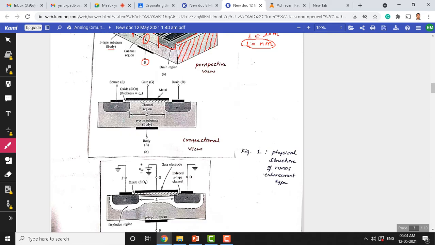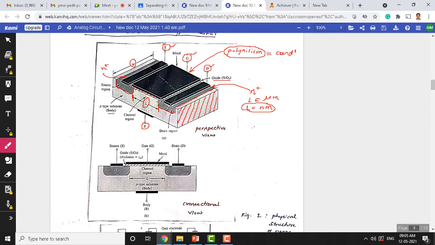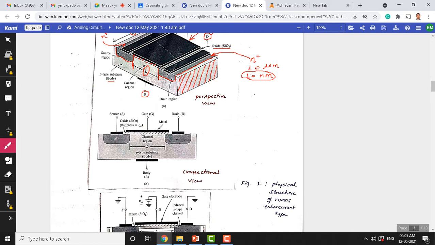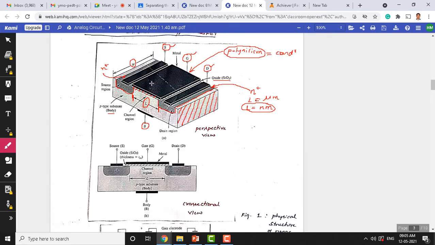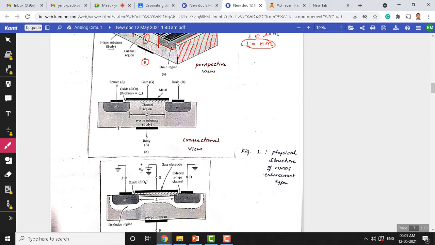Here you can see a few pieces of information that we are unable to see there, especially the thickness. Here we can't show the thickness of silicon dioxide, but now you can see the thickness is TOX, which is the silicon dioxide thickness shown here, and all the things we have discussed are once again visible here also. There are source terminal, gate, drain terminal, body terminal, there is a p-type substrate, and there is a channel region here, this distance between source and drain region.